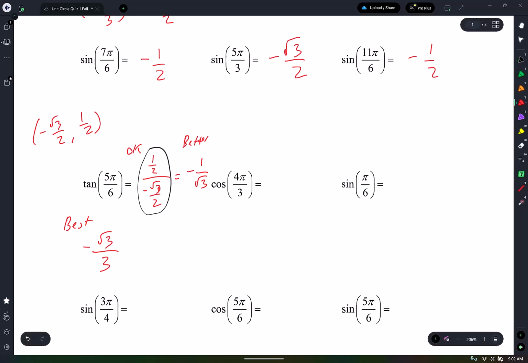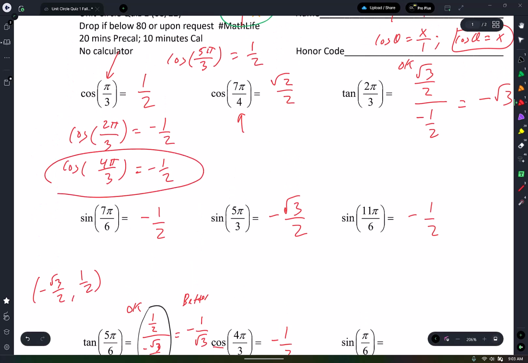All right, cosine 4 pi over 3. So you think 4 pi over 3, you're like, oh, 4 pi over 3. That's in quadrant 3. Everything's negative in quadrant 3. And because it's 4 pi over 3 and it's cosine, that's going to be a negative half. See, I put it over here with that one.